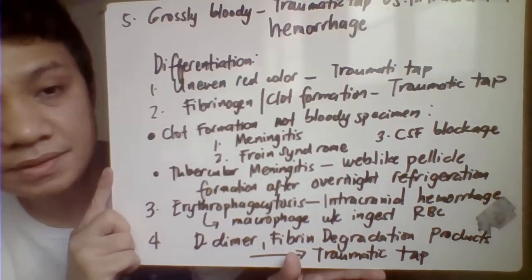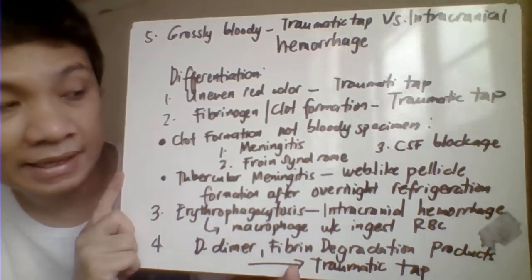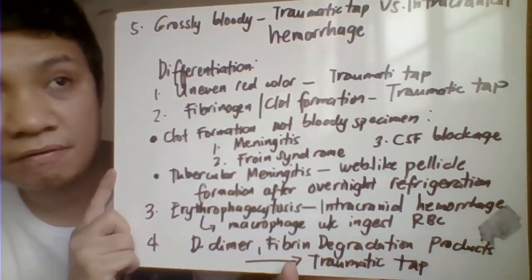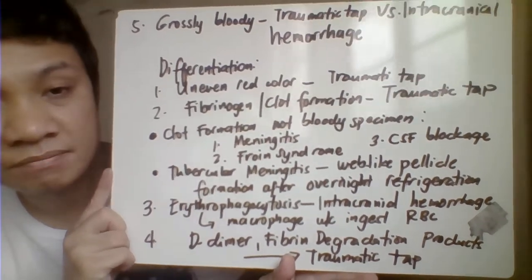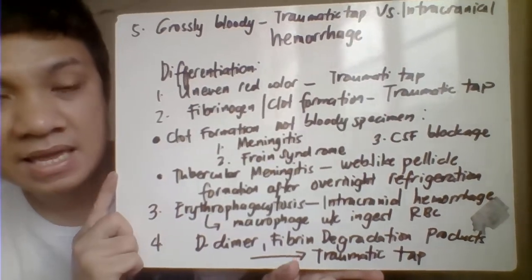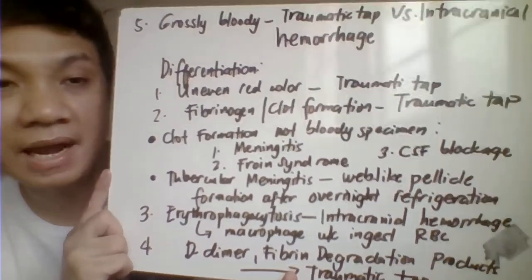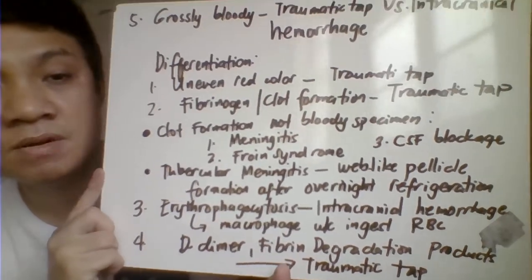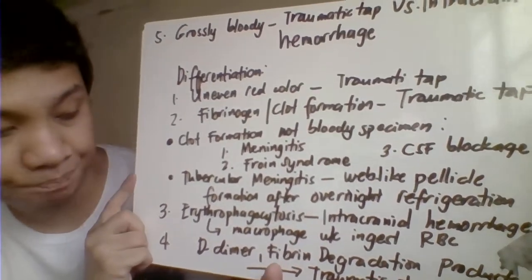Sometimes you could receive a specimen that is clotted but not bloody red. It might be related to conditions like Froin syndrome, meningitis, or a blockage in the CSF. It could be a clotted specimen that is not bloody, and if you let the specimen stand, it forms a spider-like or web-like pellicle. That's related to tubercular meningitis.